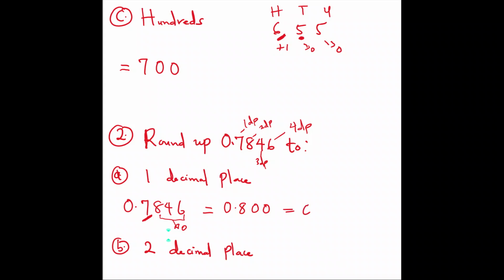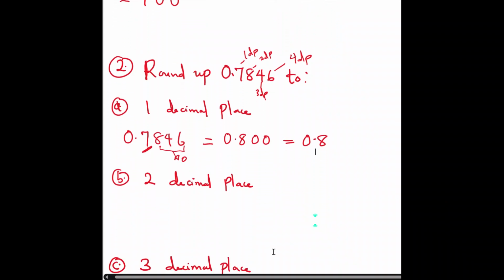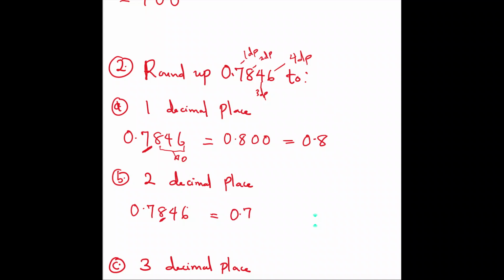So 0. So we can write it as 0.8. Okay. So now the next one says round up 0.7846 to 2 decimal places. So this is the 2nd decimal place, right? So this is the number we are considering, and the number at the back of 8 is 4. 4 falls in the range of 0 to 4, so we are going to add nothing to 8. So if we round it up, we should get 0.78.